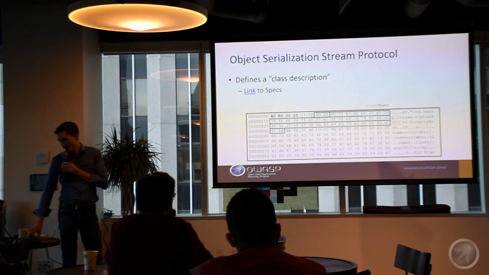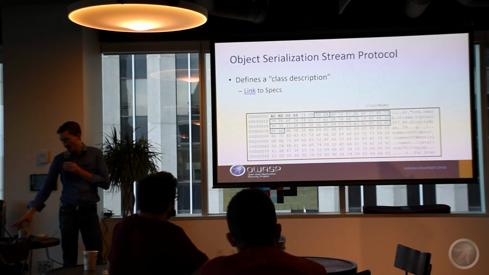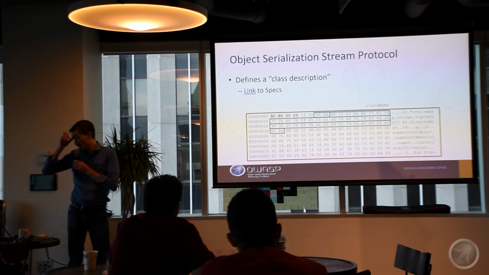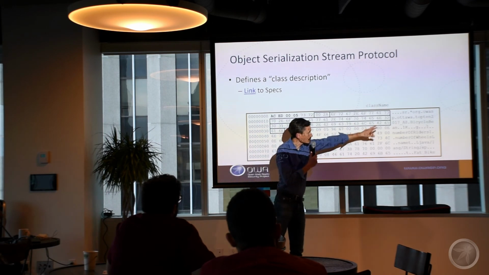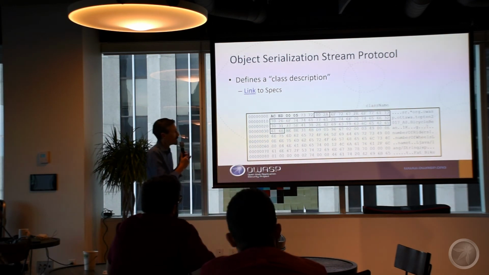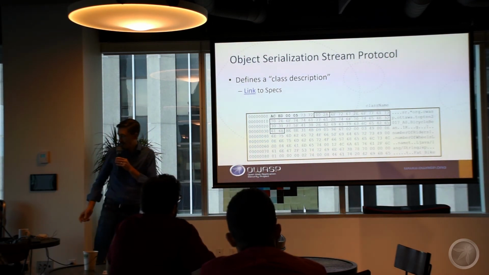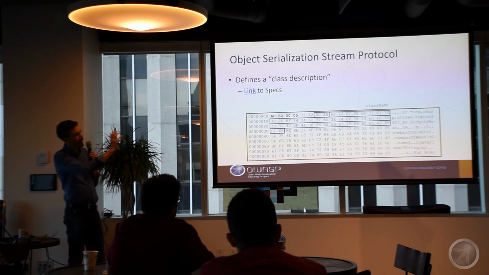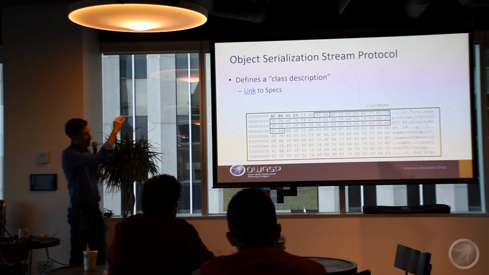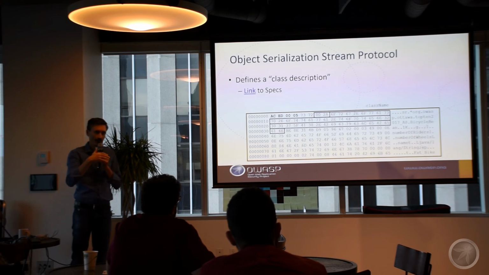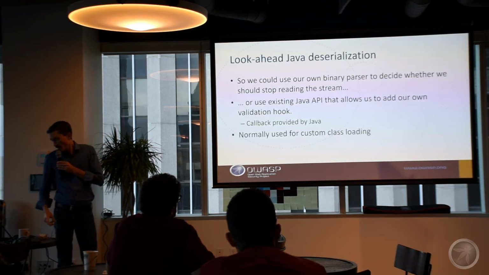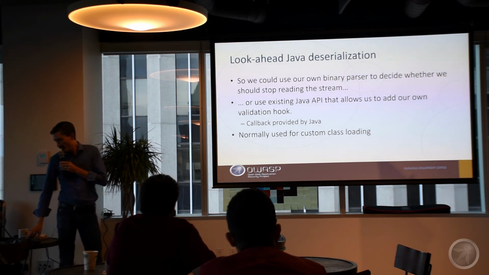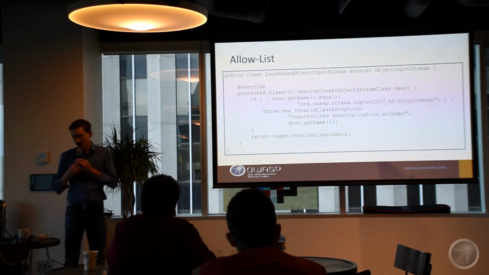Because the class description starts with the class name. So the number of characters and the characters and so on. And we see it here, right? The bicycle bean. So it would be very easy to write our own parser and wait to get to this top level class name and decide whether it's what we expect or not. It's actually easier than that because there is an API you can use.